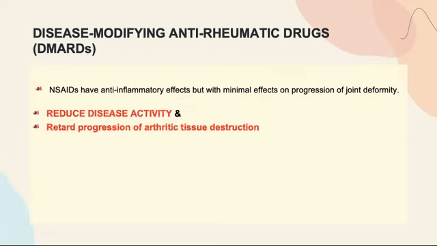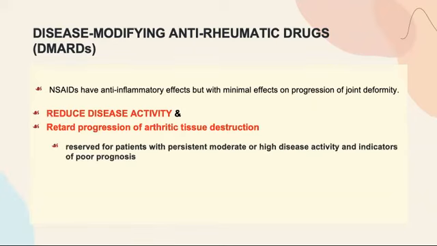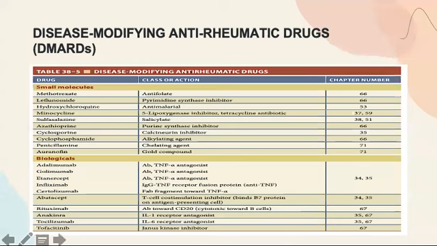Biological DMARDs are reserved for use in patients with persistent, moderate, or high disease activity and indicators of poor prognosis. The combination of NSAIDs with these agents is common. This is summarized in Table 38-5. DMARDs include a diverse group of small molecule non-biologic and biological agents. Please familiarize yourself with this table. Look at the different small molecules and the biologicals and the class or action.